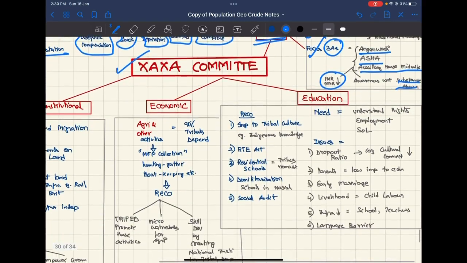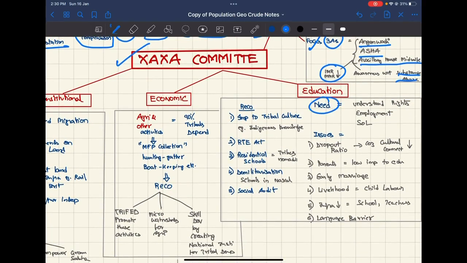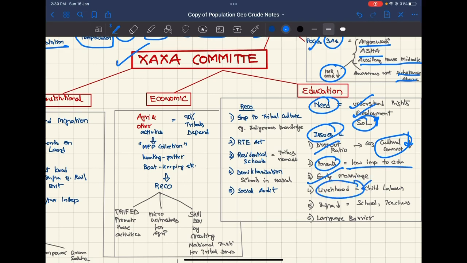And coming to education, the need for education is to understand their rights, get better employment, and improve their standard of life. And issues are dropout ratio is high because the cultural connect is very low. Parents give very low importance to education, early marriage, livelihood issues, so they go for child labor. Very poor infrastructure, like school infra is very bad and teachers are very few, and language barriers because they have very distinct languages.